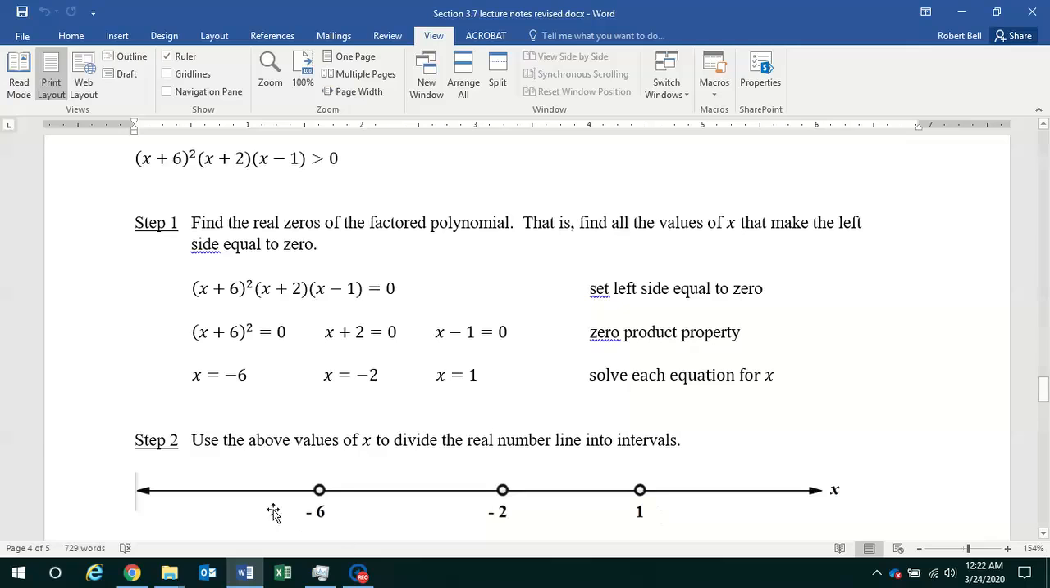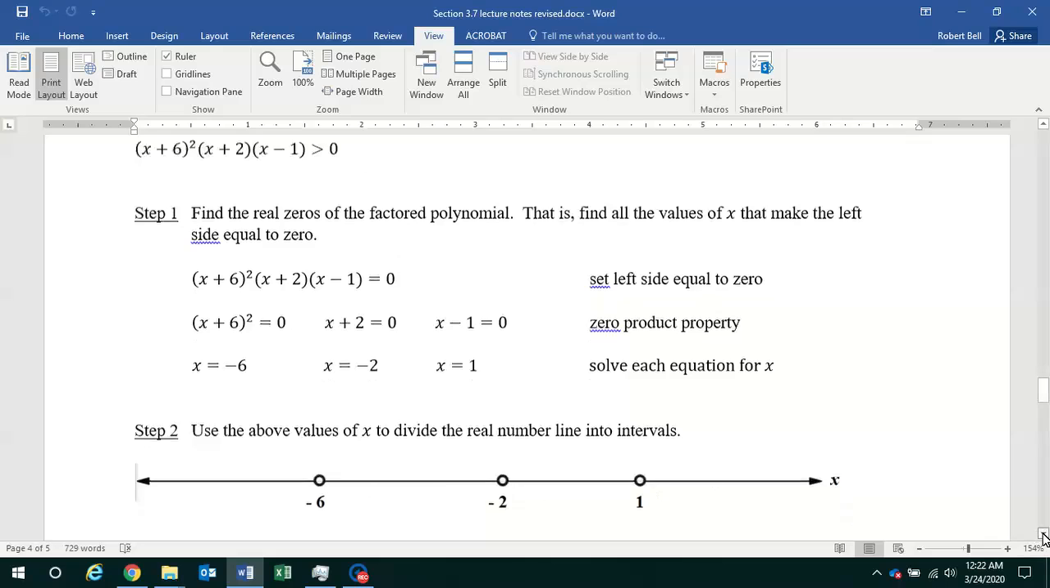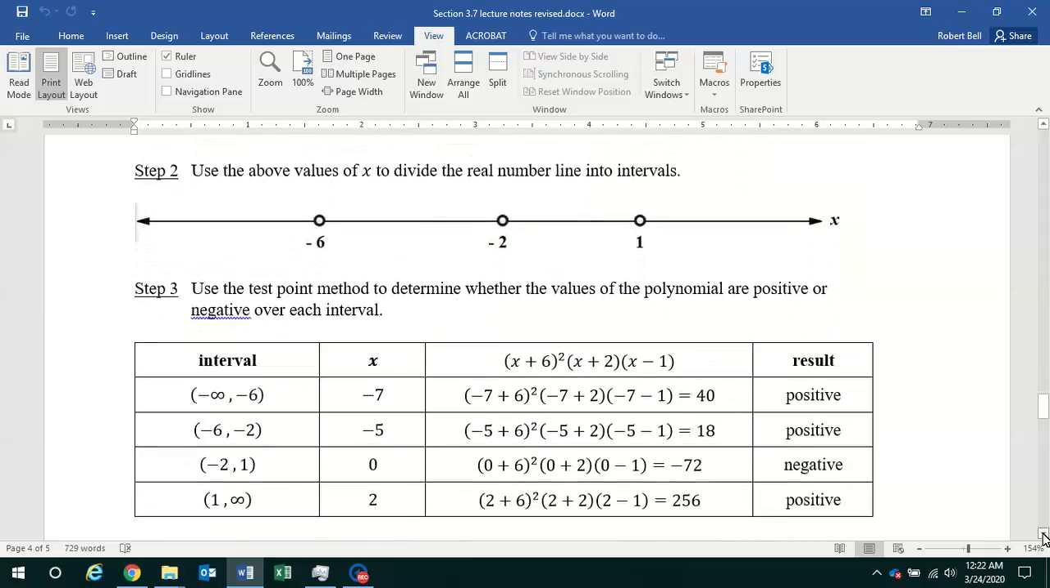And so you can see I've plotted −6, −2, and 1 here on the real number line. And because these three numbers make the left-hand side up here equal to 0 and not strictly greater than 0, we have open circles plotted at those three numbers. We then apply the test point method to the four intervals created by those three numbers. The first interval goes from −infinity to −6, the second one from −6 to −2, the third interval from −2 to 1, and the fourth interval from 1 to infinity.